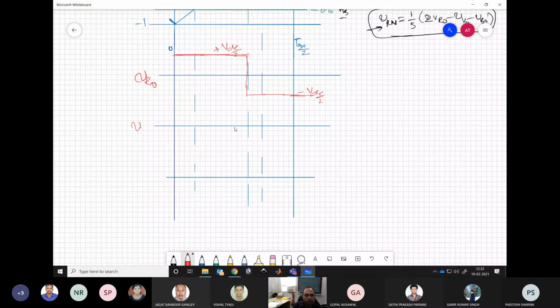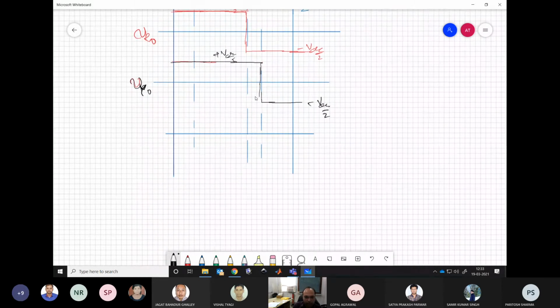So it will continue. Now we have VY, which is changing at the last, so it is having the highest value. So let's say VY, we will have something like this. It is plus VDC by 2 and then minus VDC by 2. And then we have VBO, which actually has a negative value, so this is changing somewhere here. Like that.